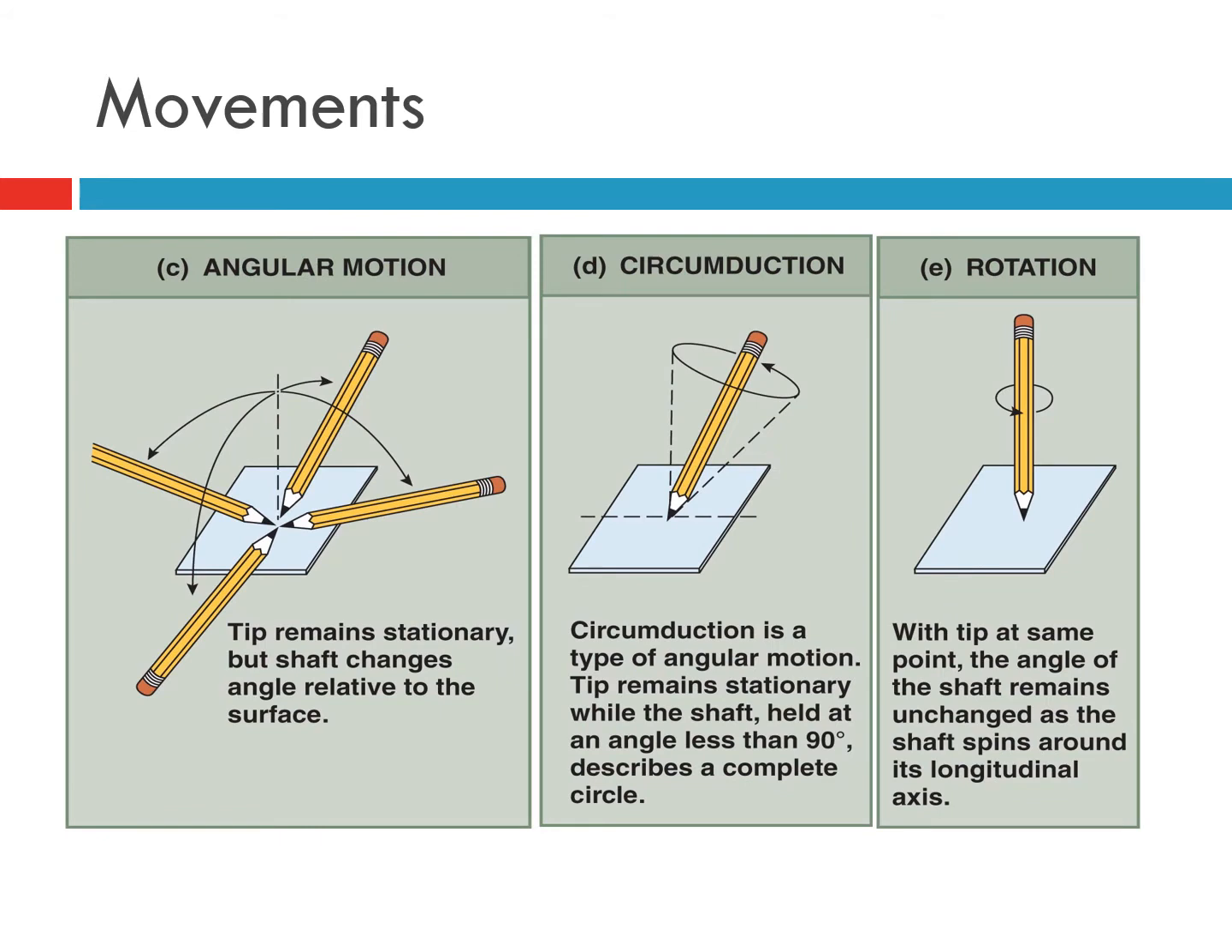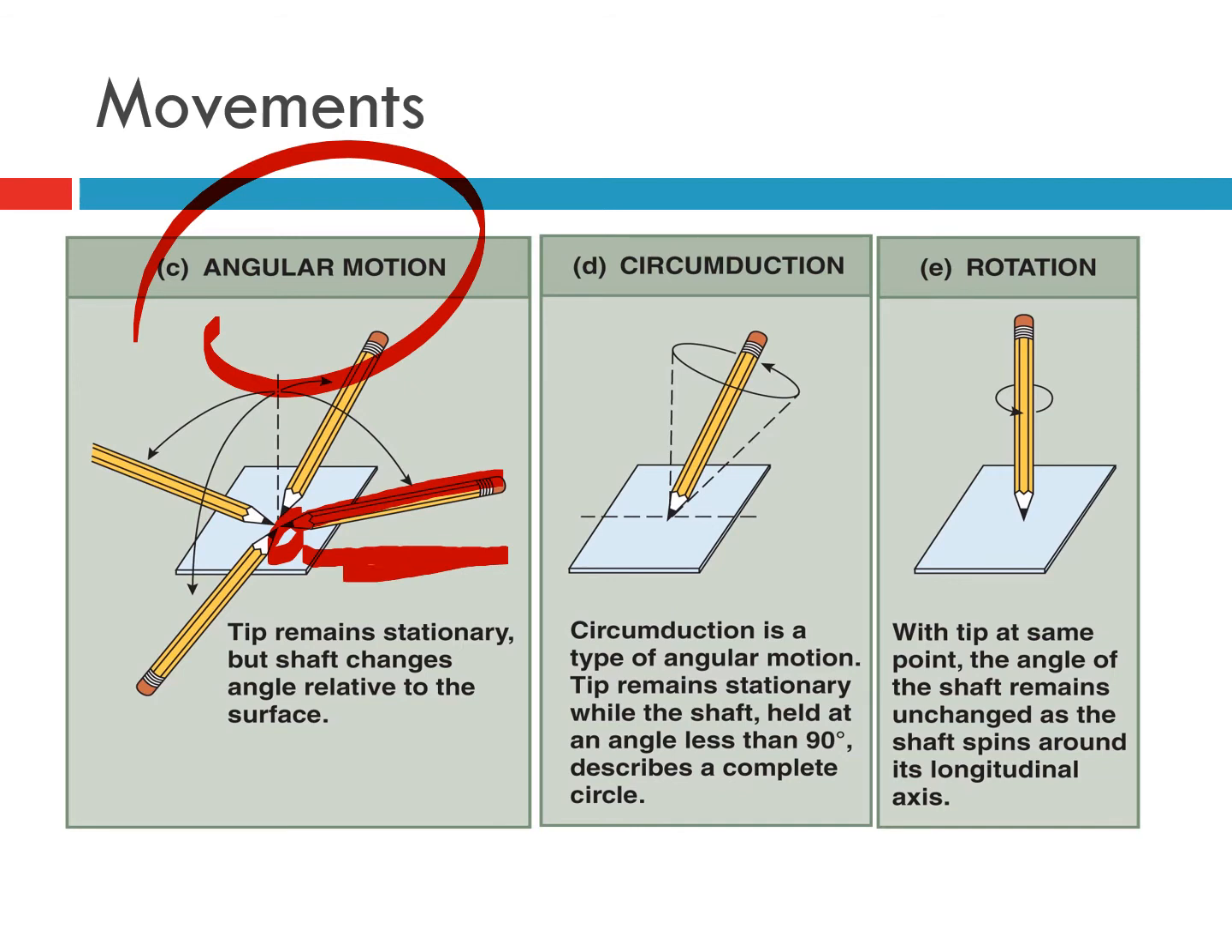Now we've got some angular movements. In this first one over here, we're looking at keeping the tip of your pencil in one spot, but then angling the shaft of your pencil at different angles from the paper. That's angular movement: you're coming from horizontal this way all the way over to being horizontal that way. So that's one long range of angular movement.